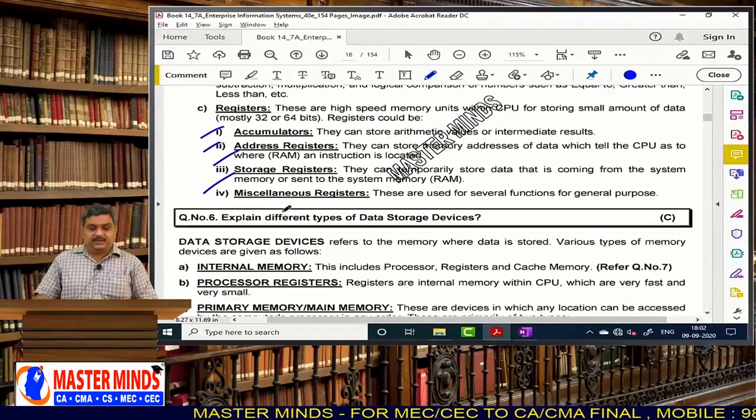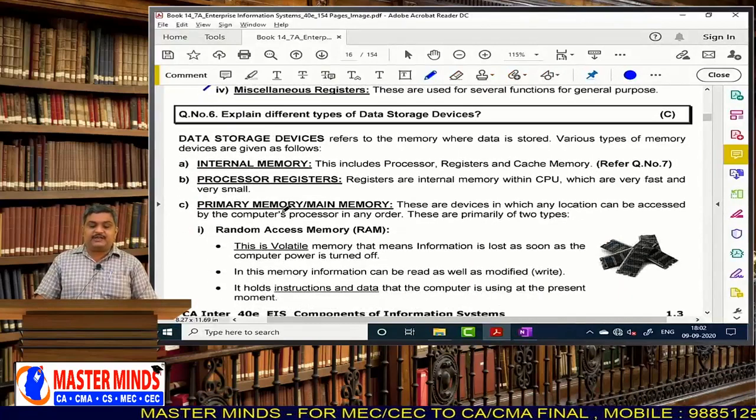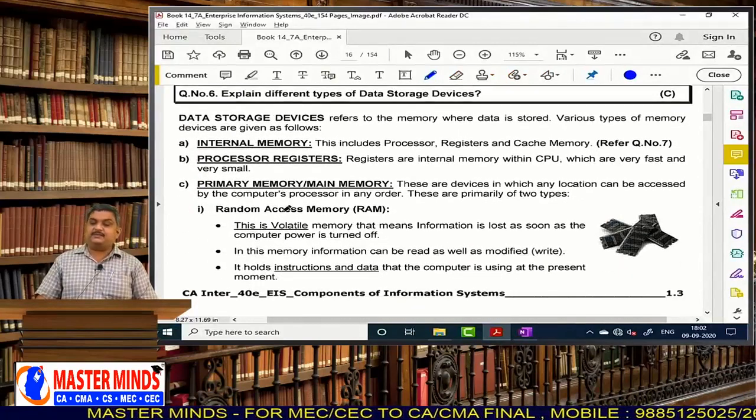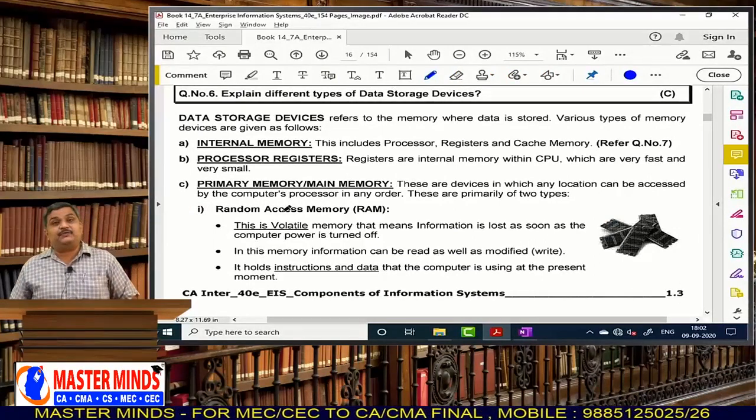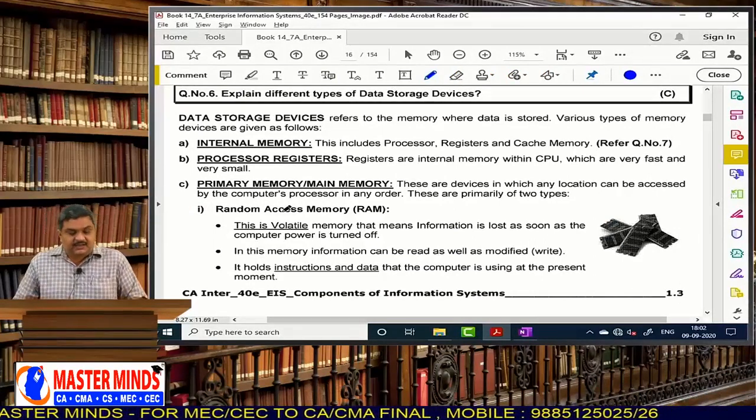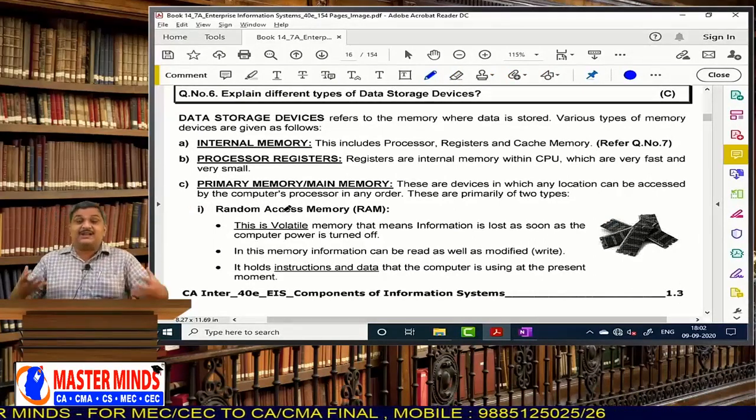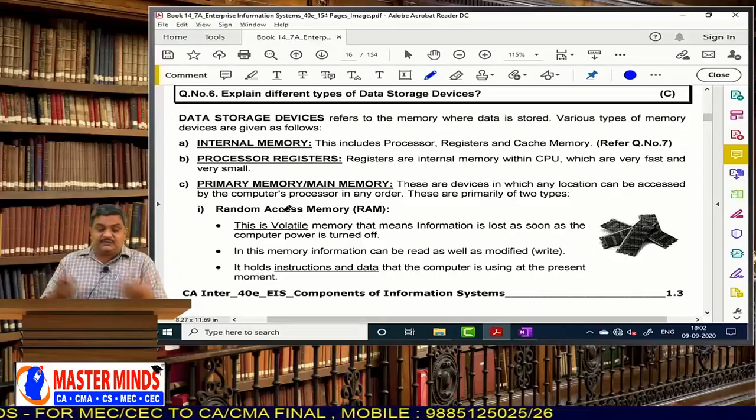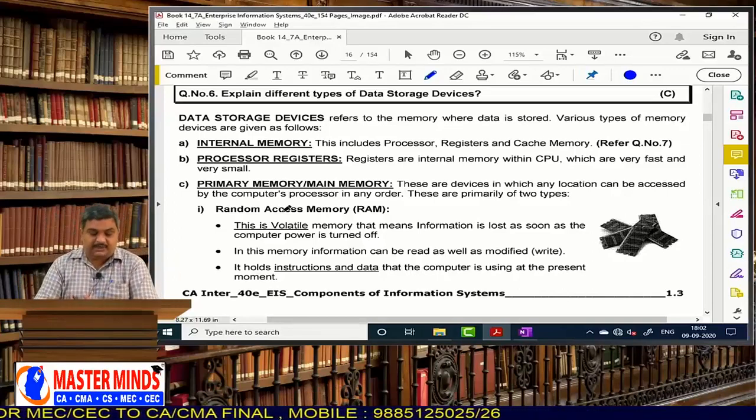Next, explain different types of data storage devices. Data storage refers to the memory where data is stored. Various types of memory devices are given below.